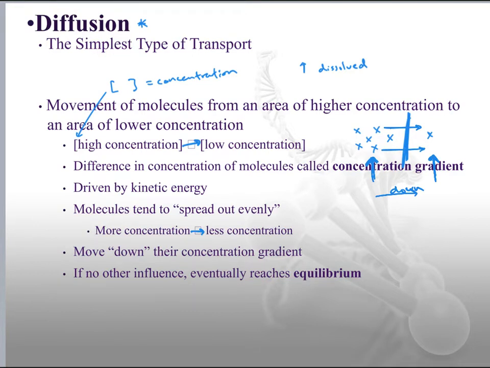If there's no other influence acting on this, so the cell's not actively trying to change something about it, eventually this reaches equilibrium, where the amount going in this direction to the right is equal to the amount going back to the left, and we reach this point called equilibrium.